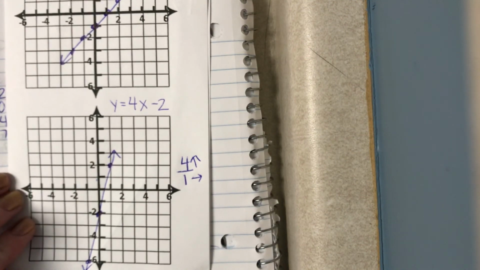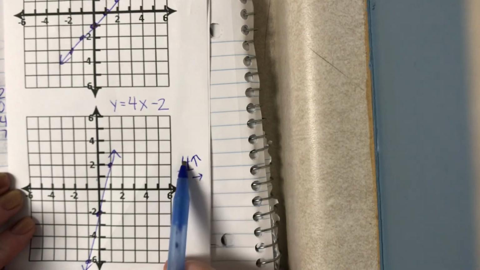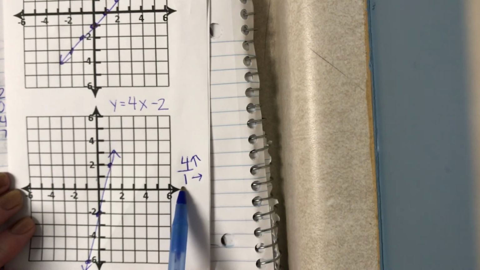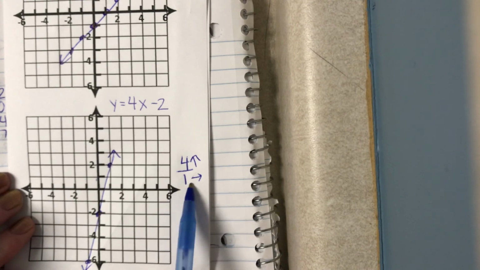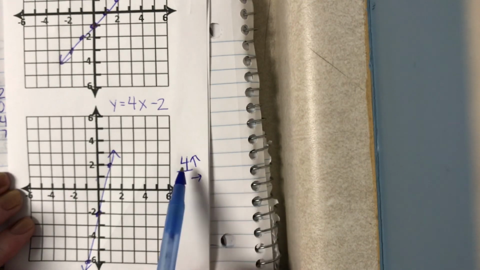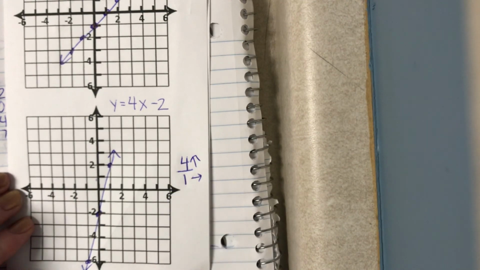So rise over run. So the top number of your slope controls the up and down. The bottom number controls the left or right. Most of the time, the bottom will be going to the right. So really just pay attention to the top. Positive going up, negative going down.